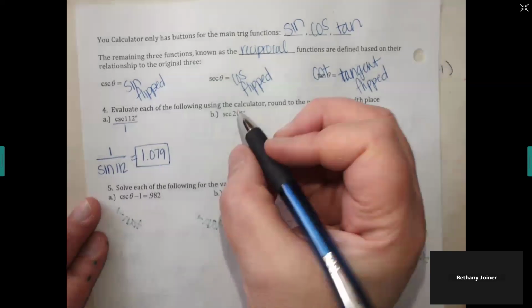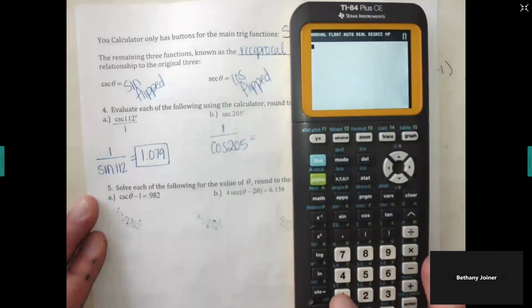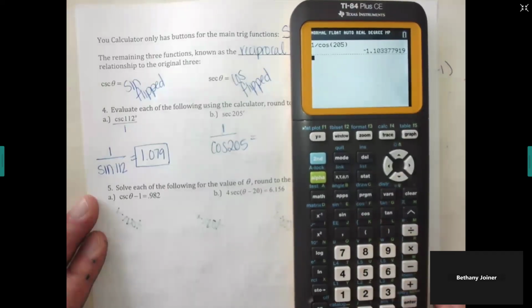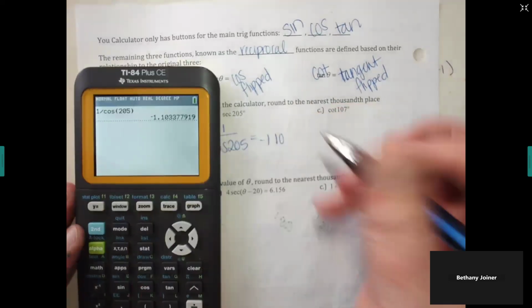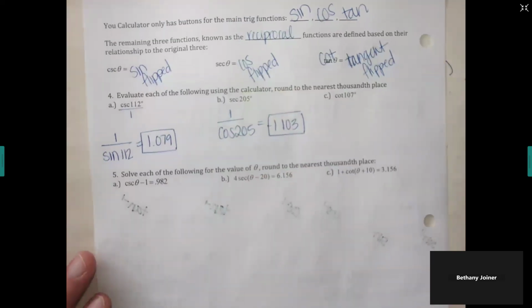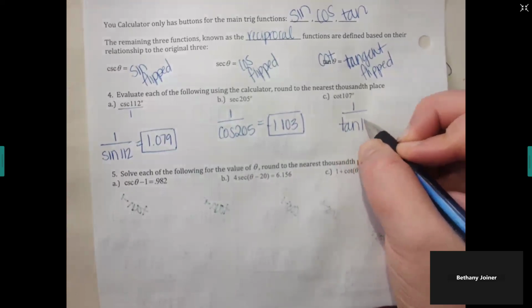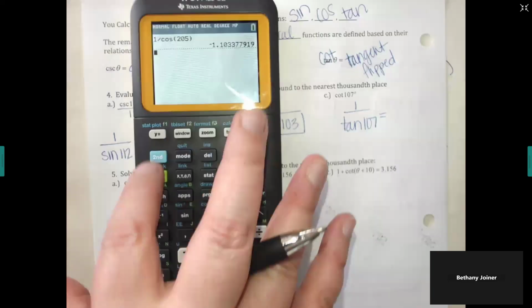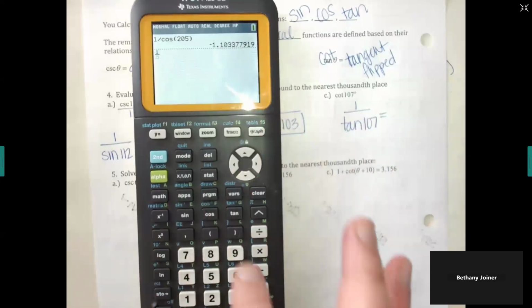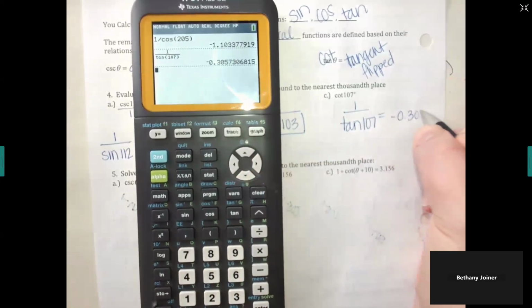All right, so we're doing 1 over cosine 205. Okay, great. Cosine 205 is negative 1.103. Wait, is that wrong? That's right, okay. Did you type it in right? And then last one, if it's cotan, I would do 1 over tangent 107. So that gives me negative 0.305, it's going to go to 0.31.